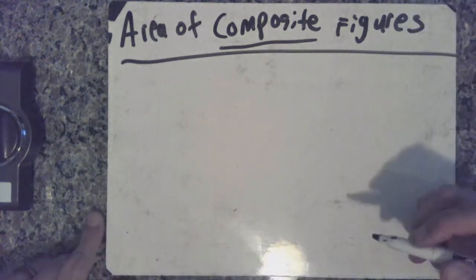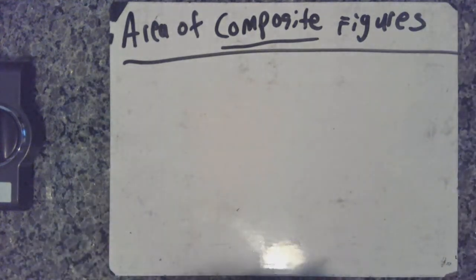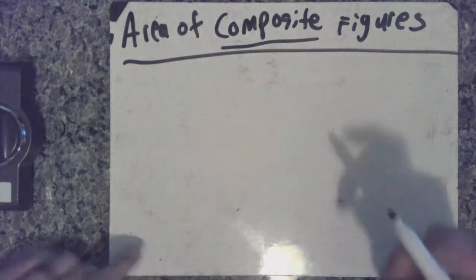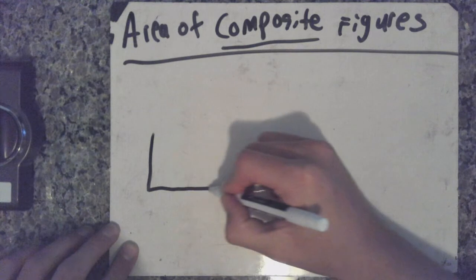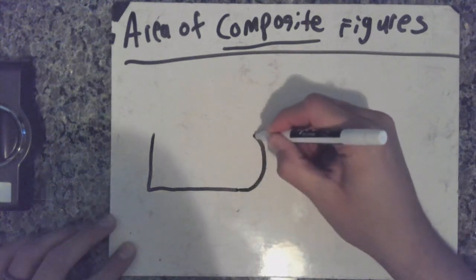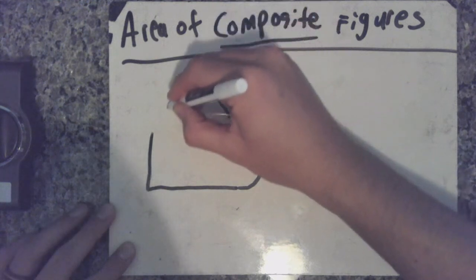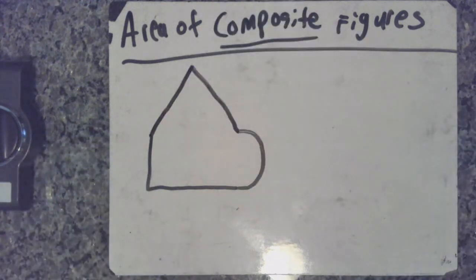So let's say we had a shape like this. Now, these types of problems are going to depend on what you're given and what you have. This is not a difficult concept. It's just sometimes hard to see. So let's go ahead and draw this figure right here. Something like that, and then a triangle like this. So let's say my figure looks something like that.